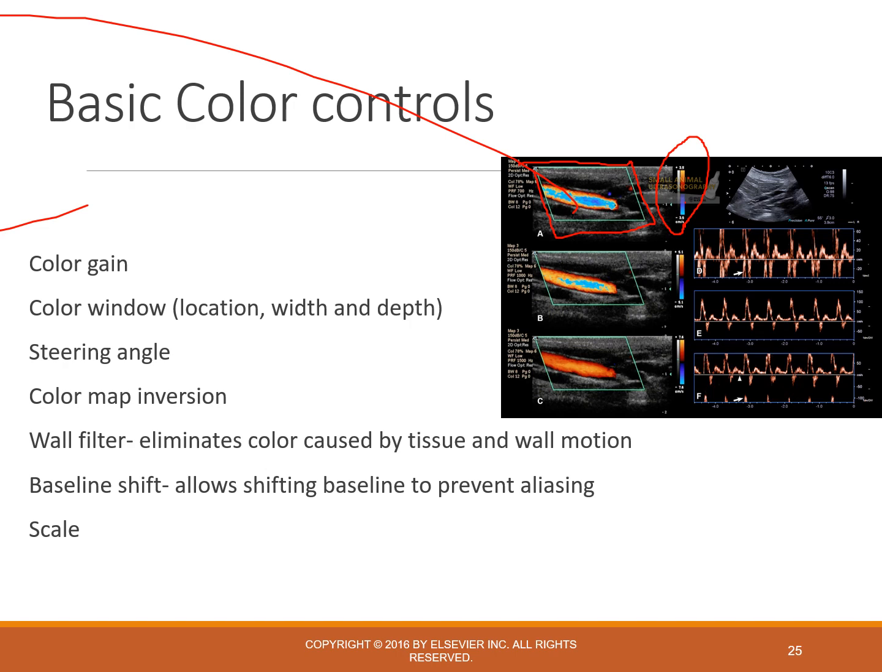The baseline shift we don't use so much with color. It would basically shift the 0 point up or down. Where we end up using it a lot is here when you look on the spectral side. If you have a spectral image that's getting cut off or that it's showing aliasing, then by increasing or by moving your baseline up or down, you can bring that all into the screen.